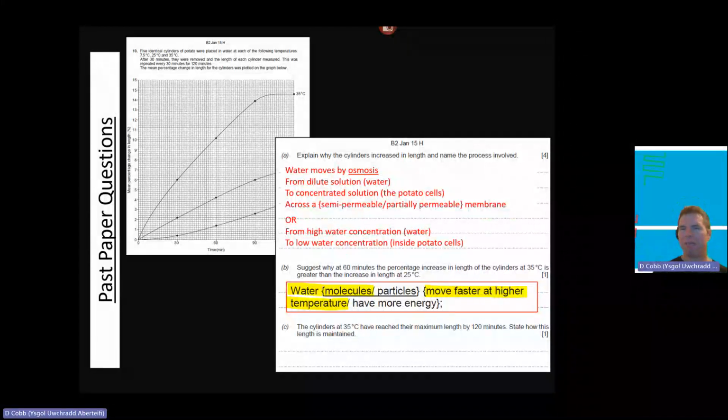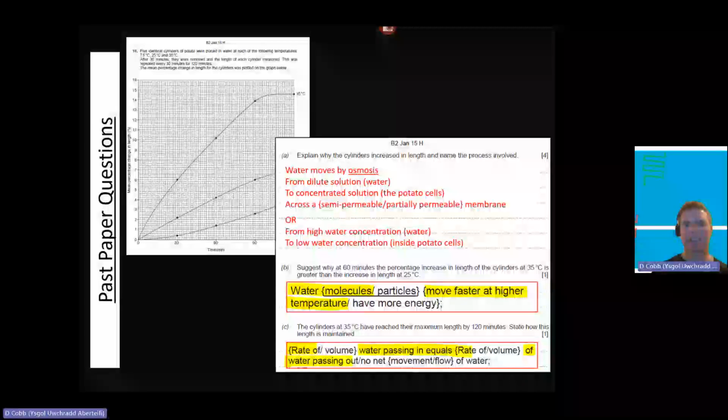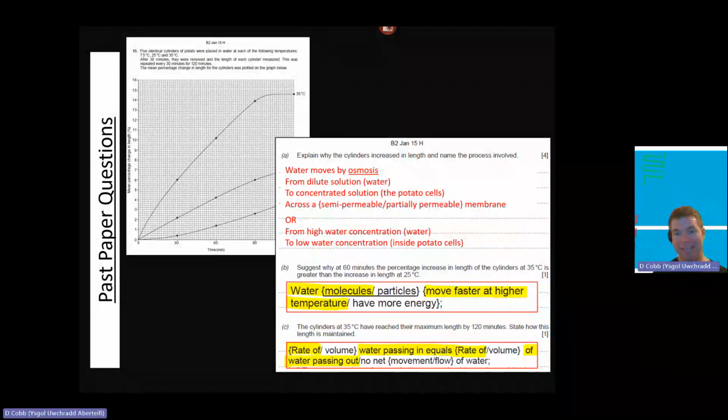How is this length maintained? Tricky question. There's an appreciation that there's going to be no net movement of water in or out. So there will be movement of water in and movement of water out. But the thing you're likely to say is that the rate of water passing into the potato is equal to the rate of water passing out.